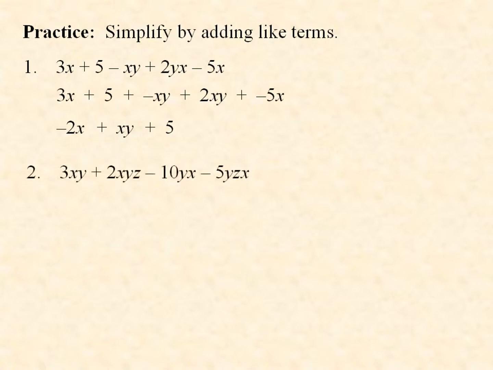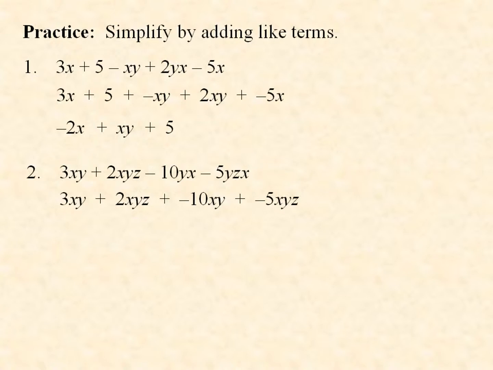Here's another one. 3xy plus 2xyz minus 10yx minus 5yzx. Notice that some of the terms have their variables in non-alphabetical order. So we will rewrite this as an addition problem and make sure that each term has variables in alphabetical order. That gives you 3xy plus 2xyz plus negative 10xy plus negative 5xyz.